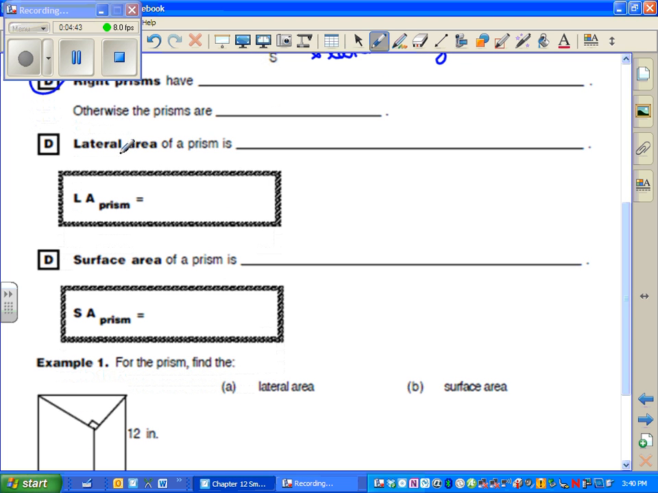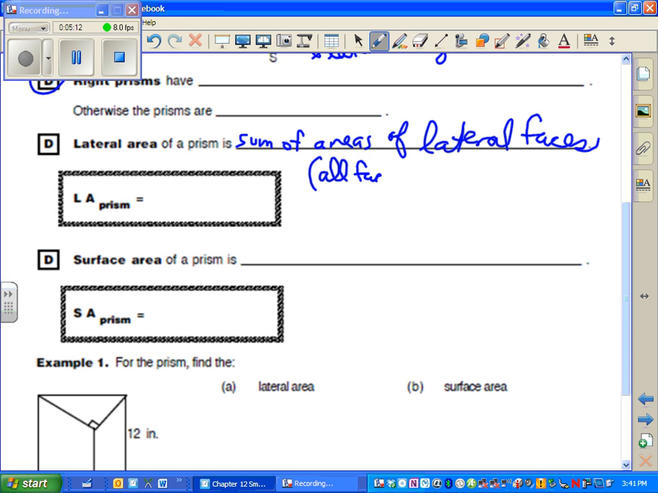What I did want to talk about is lateral area. Lateral area, think about lateral faces, is the sum of areas of the lateral faces. With lateral and surface area, we are talking about just the outside. I don't care about the inside of a 3D shape because that would be referred to as volume. We're just referring to the area of the outside faces. So this is basically all faces except the bases.